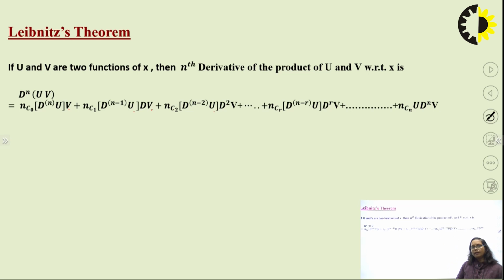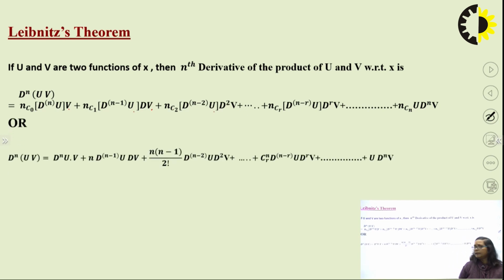What we are doing here is that the first function which we have taken as u, we start with its nth order derivative and go on decreasing its order in the successive terms. Similarly, v we have taken as the second function, and its order of derivative we go on increasing in successive terms. So this is the statement of Leibniz theorem.